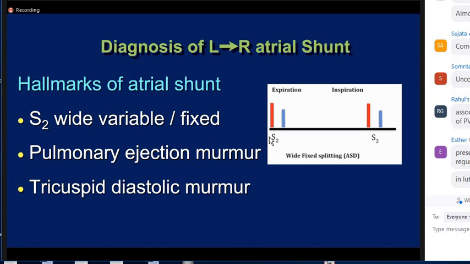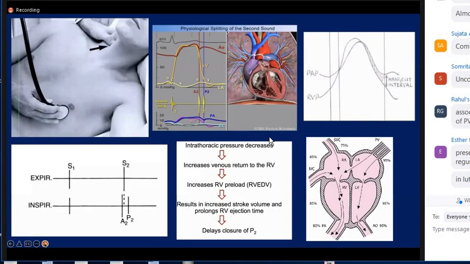The clinical hallmark, if you want to diagnose atrial septal defect, is a fixed wide split. Absolutely, there is no argument in that. Fixed wide split and pulmonary ejection murmur are the 2 important clinical points which you should have. Then the third important thing is a tricuspid diastolic murmur. For the fixed wide split, many mechanisms are written, but we'll just discuss briefly the hemodynamics.